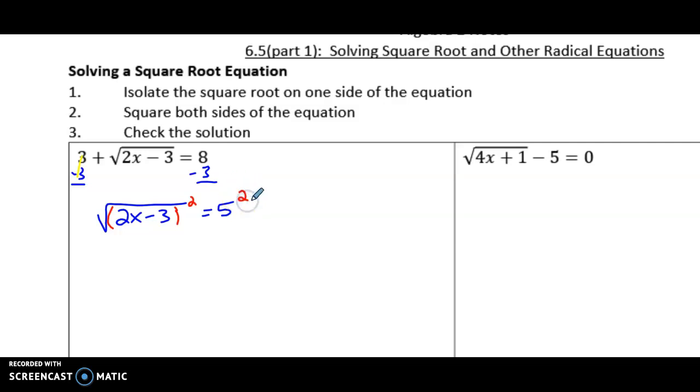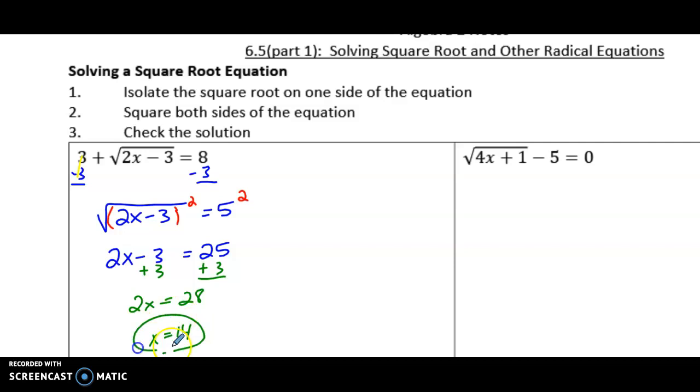So then I need to square this side. So we're going to get 2x minus 3 equals 25. Okay, finish this off. You can add the 3. 2x equals 28, and finally divide by 2, and x is 14.